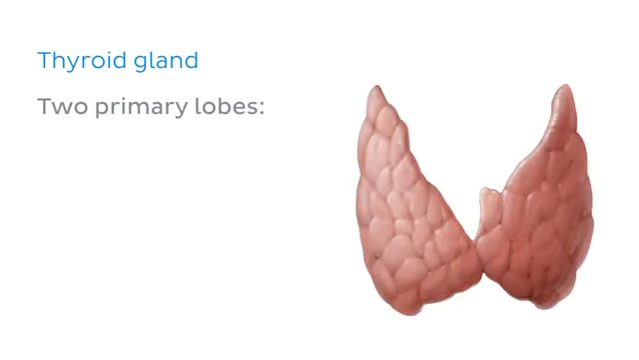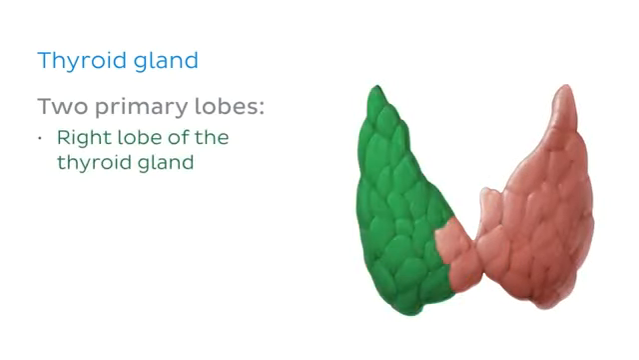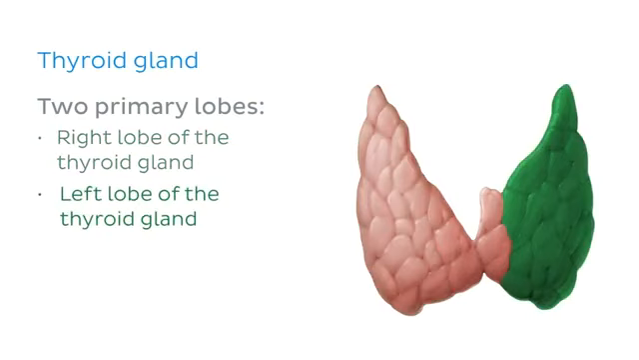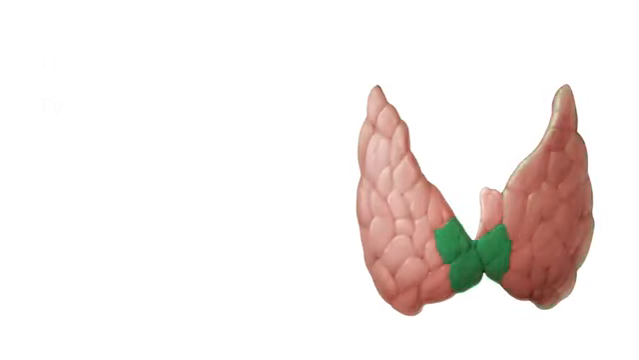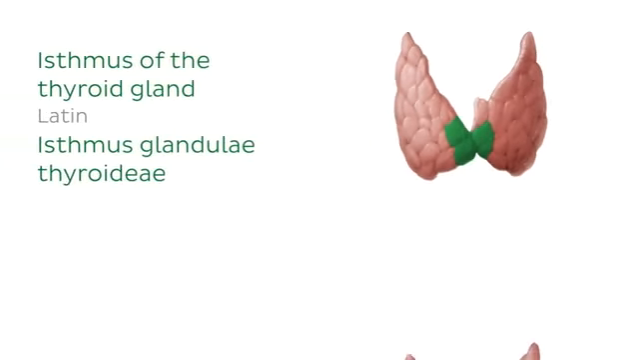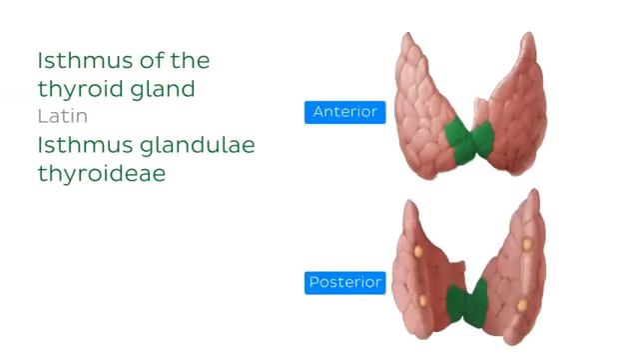These 2 main lobes are simply known as the right lobe and the left lobe of the thyroid gland and are roughly similar in size and shape. Connecting the 2 lobes is a region of the thyroid gland called the isthmus, which we can see from both an anterior and posterior view.